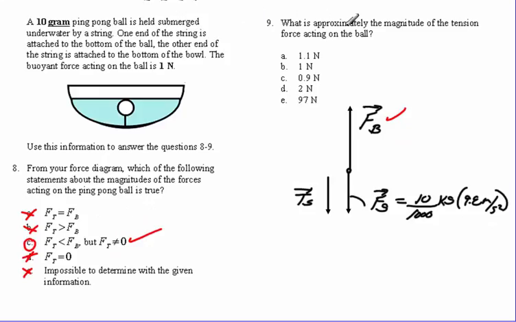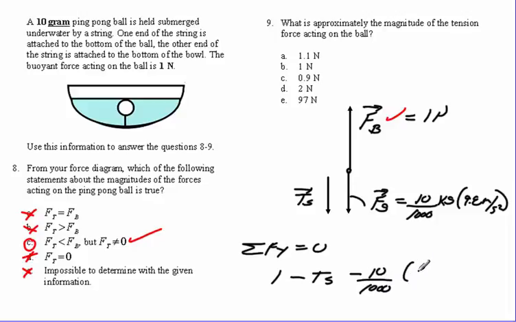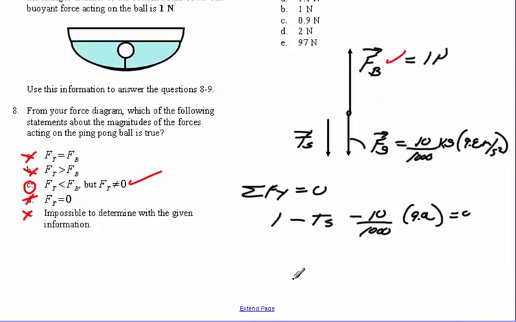We need to do number 9. What's the approximate magnitude of the tension, the force acting on the ball? Well, we know the buoyant force is 1 Newton here. So can we not just sum forces in the y direction, set it equal to 0? Anything that goes up is positive, we'll get 1 minus the tension in the string minus 10 over 1,000 times 9.8 is equal to 0. We'll solve that.